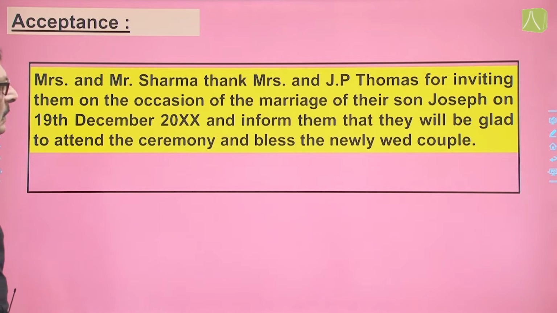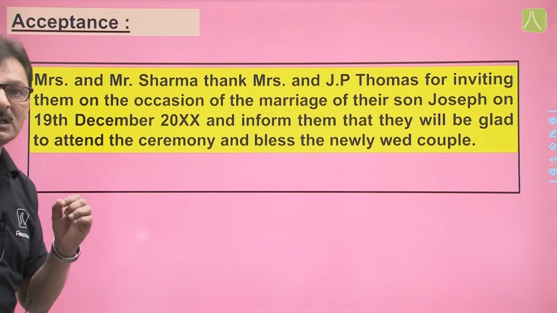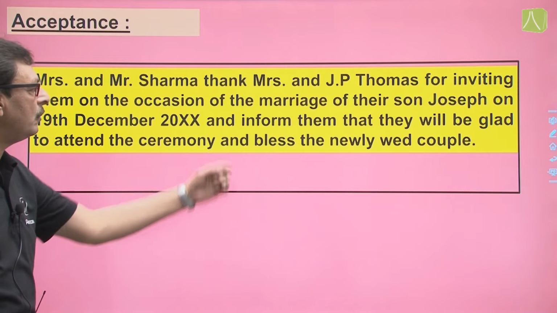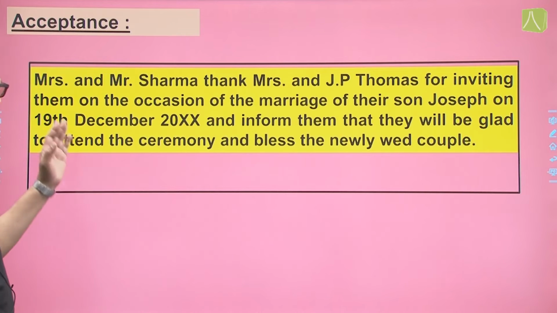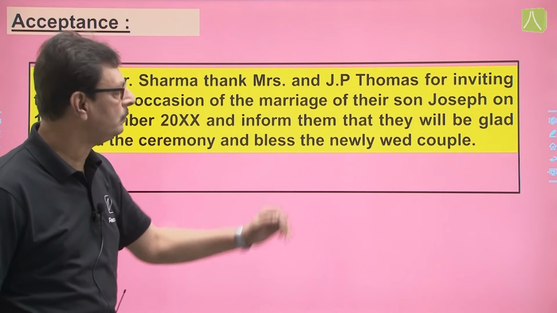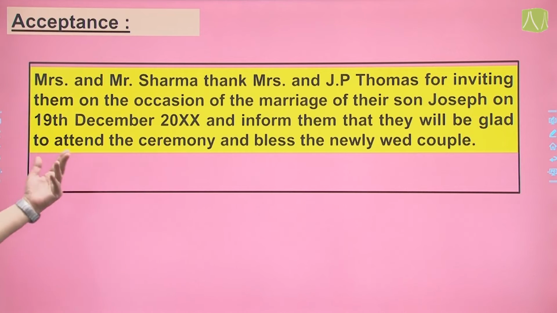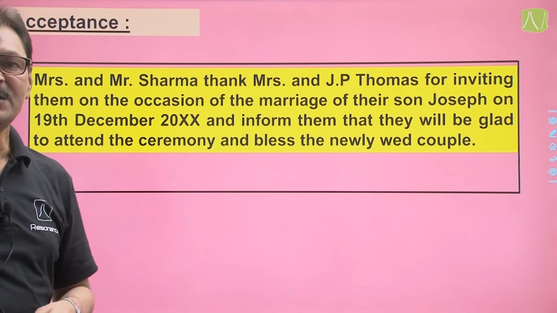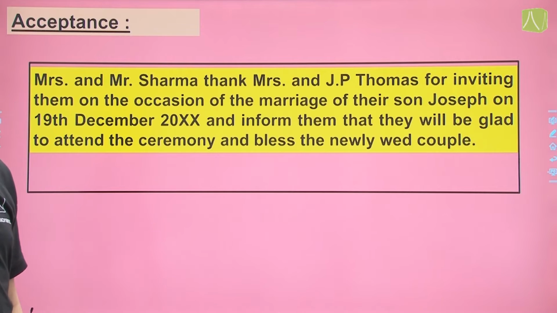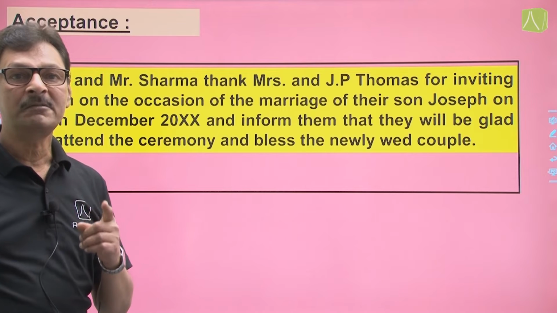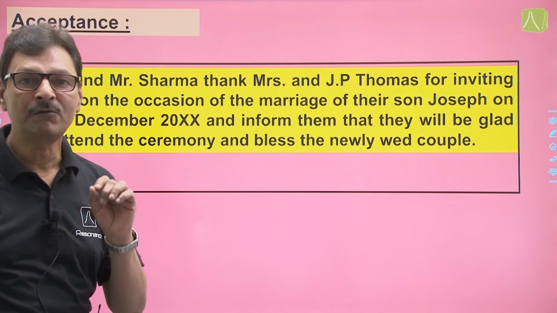So Mrs. and Mr. Sharma thank Mrs. and Mr. J.P. Thomas for inviting them. We have to write this in the third person. On the occasion of the marriage of their son Joseph on 19 December. Now your reply is coming. And inform them that they will be glad to attend the ceremony and bless the newly wed couple. So this is the way you have to reply for the formal invitation for family functions.